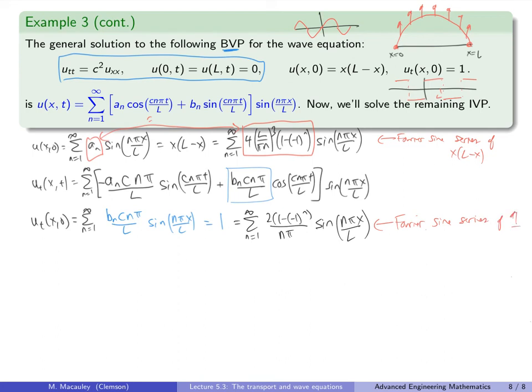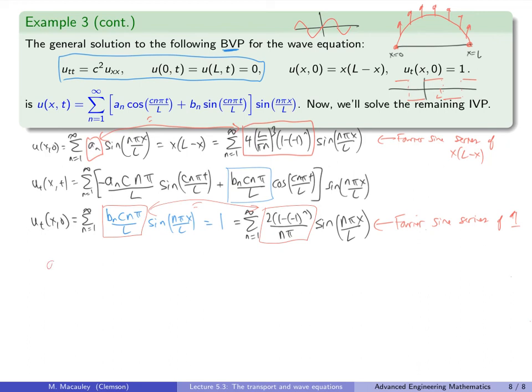That's a square wave. Okay, so now we have that if we want to set this sum of sines equal to this sum of sines, then each coefficient better be equal. So this coefficient b_n c n pi over L better be equal to 2 times 1 minus negative 1 to the n divided by n pi. So we equate these things. And what does that tell us?